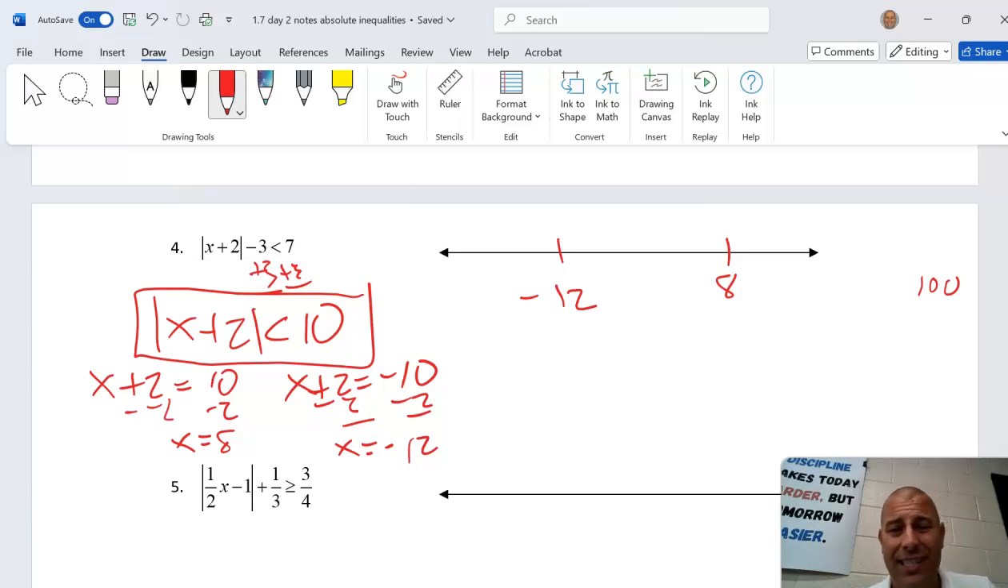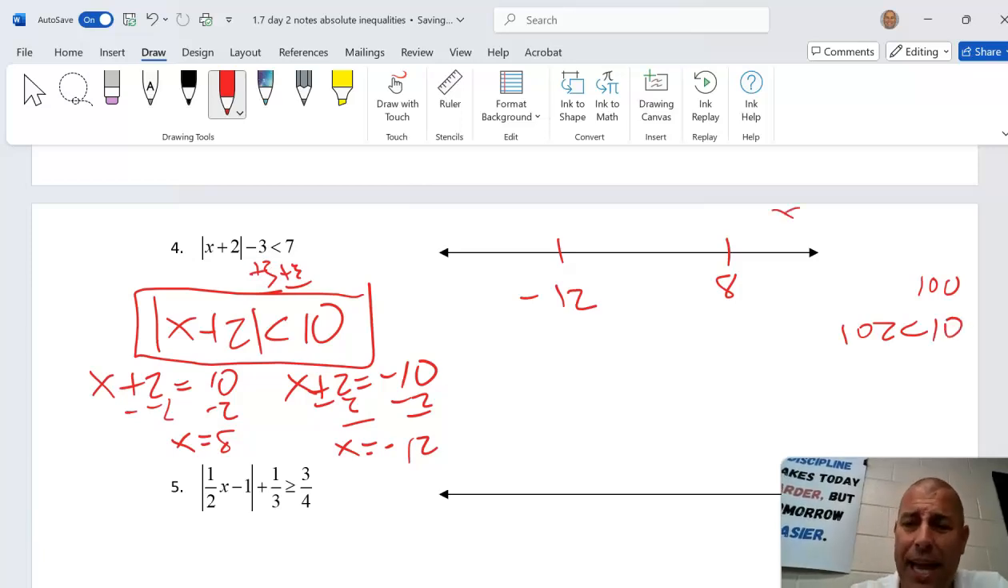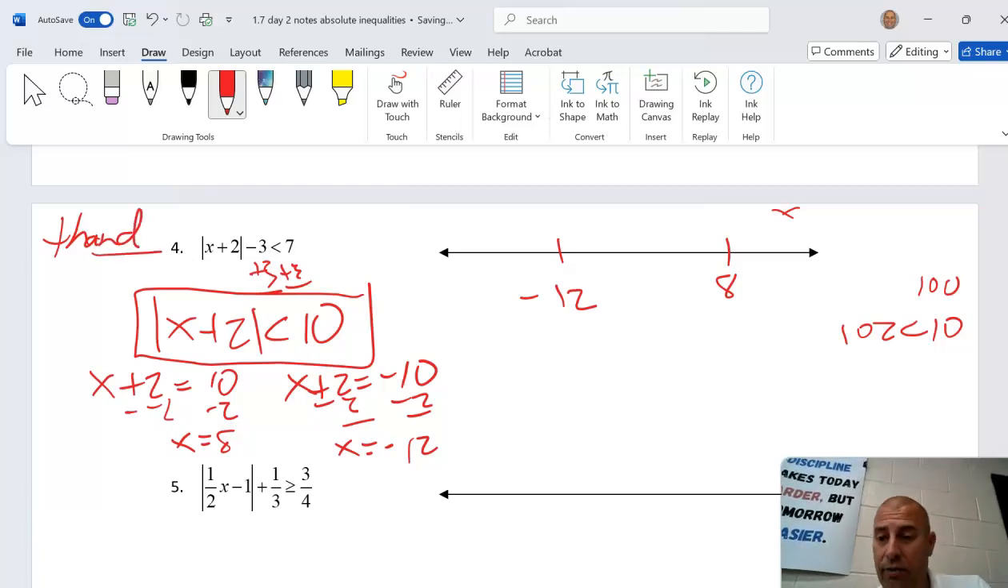Is 102 less than 10? No, it's not. So I'm thinking, now I did see here that this is a less than, get it? Less than. You see, okay, you caught it before. I'm sorry if I keep pushing that home there. But yeah, no thank you, that's there, all right?